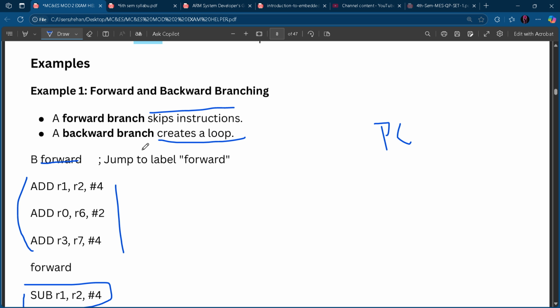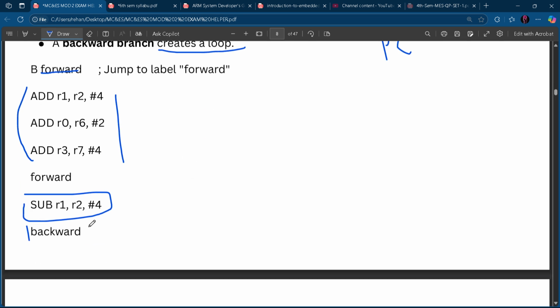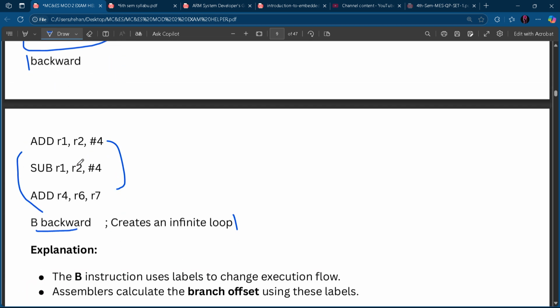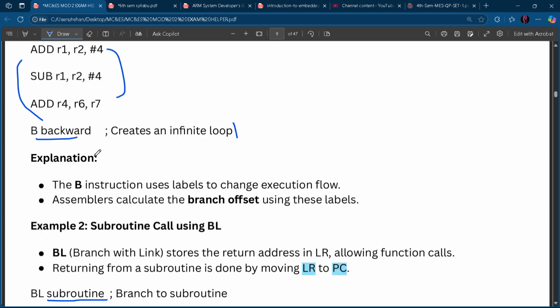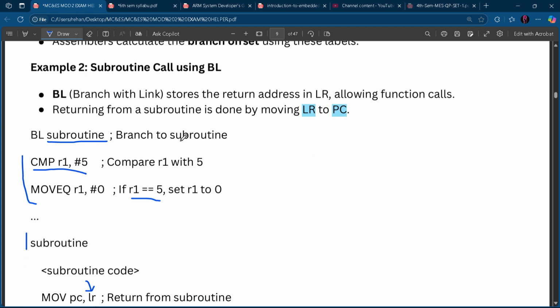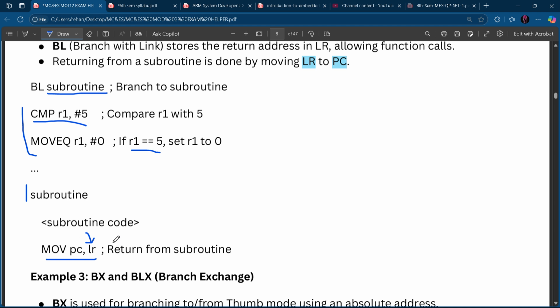How is branch only B used? Forward branch and backward branch. In a forward branch, it skips the instructions and goes to the other instructions. See, if you give this forward, it skips and goes to that subtraction. For backward, you give this B bracket, it creates an infinite loop. That's it.